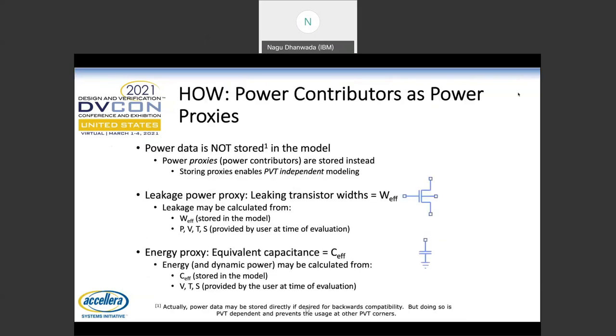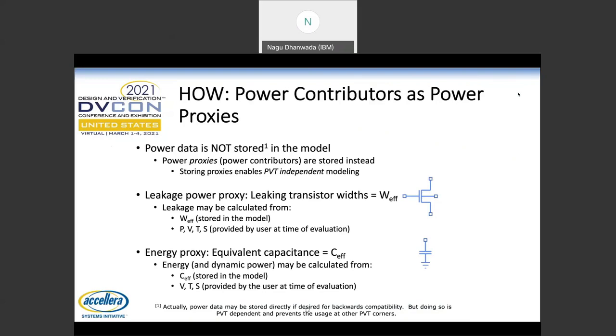Now, a little bit onto the how part of it. Think of power contributors as nothing but power proxies. In a traditional power model, power data is actually stored in the model. But here, the power data is not stored in the model. Instead, the contributors to power are stored in the model. So think of structural aspects of the design being stored rather than evaluating the power and storing the power in the design. An example of these power proxies is a leakage power proxy, which is essentially the leaking transistor width, and that is the one part which is actually stored in the model itself. From that, leakage can be calculated using the W effective, the effective leak transistor width, which is stored in the model, and using certain parameters provided by the user at the time of evaluation.